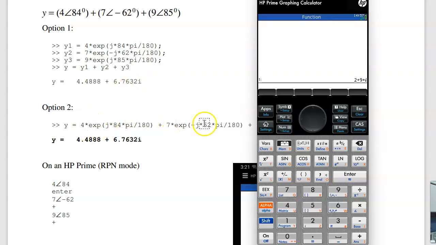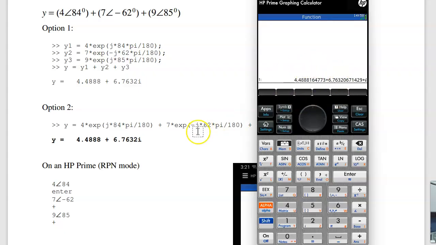I can do that in one line in Matlab, or with an HP Prime. I take the first number, 4 at an angle of 84 degrees, push that on the stack, 7 at an angle of negative 62 degrees, add those together, 9 at an angle of 85 degrees, add those together. It's 8.11 at minus 56 degrees, or in rectangular form, 4.88 plus j 6.76.